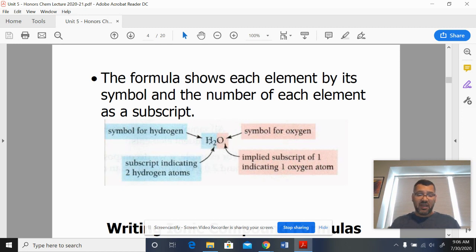The 2 is a subscript for the H that tells you there are 2 of them. For O, there's no subscript that you see. It's an understood 1, so that means there's 1 of those atoms. So H2O is how we would show it: an element symbol and a subscript right after it.